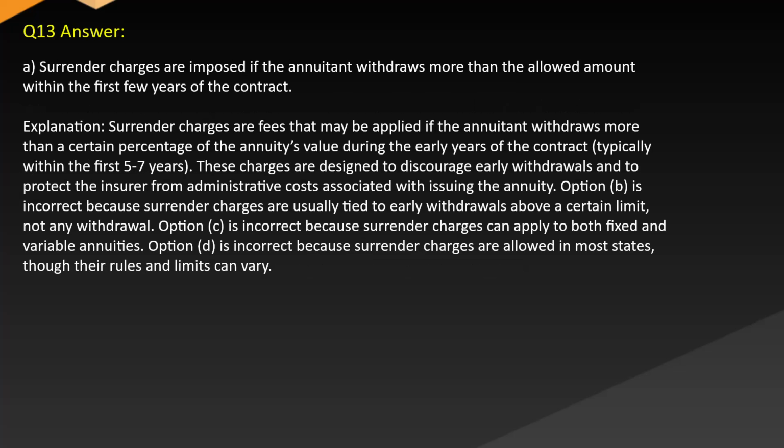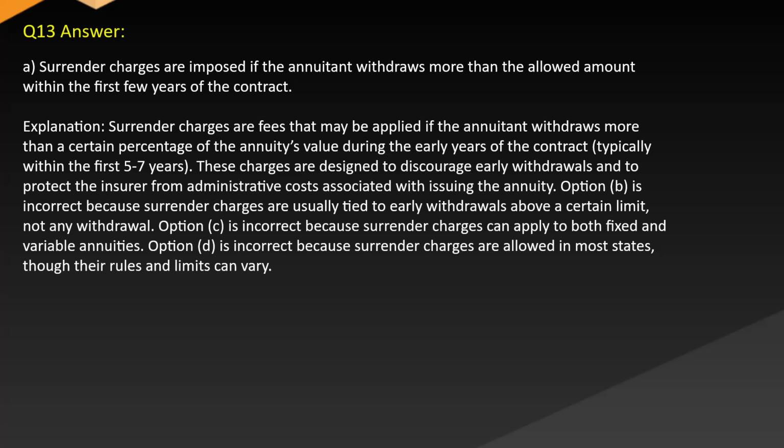Answer A. Surrender charges are imposed if the annuitant withdraws more than the allowed amount within the first few years of the contract. Explanation: Surrender charges are fees that may be applied if the annuitant withdraws more than a certain percentage of the annuity's value during the early years of the contract, typically within the first 5-7 years. These charges are designed to discourage early withdrawals and to protect the insurer from administrative costs associated with issuing the annuity.